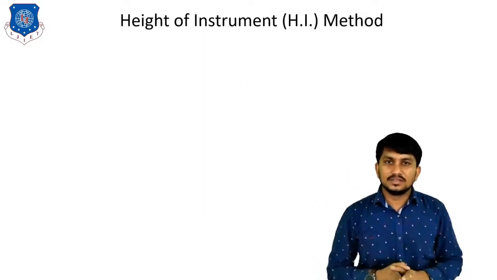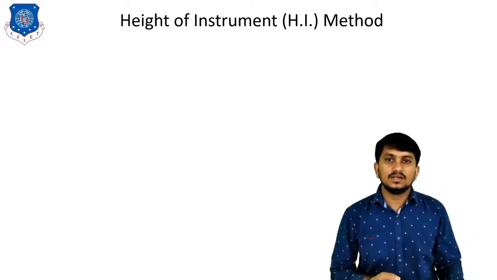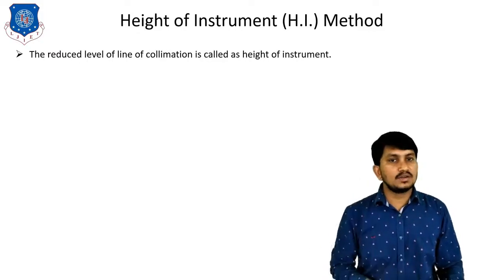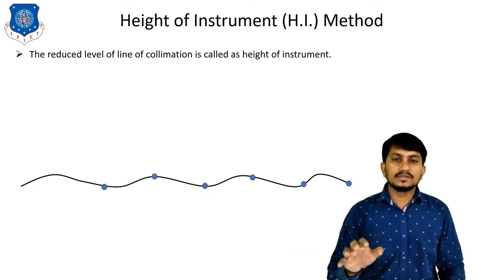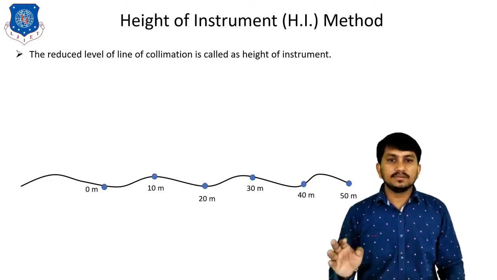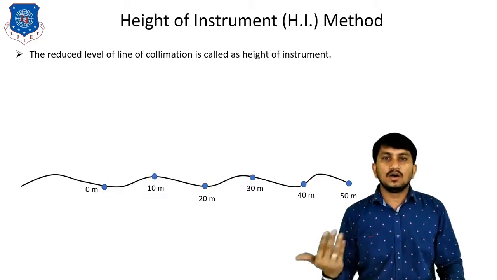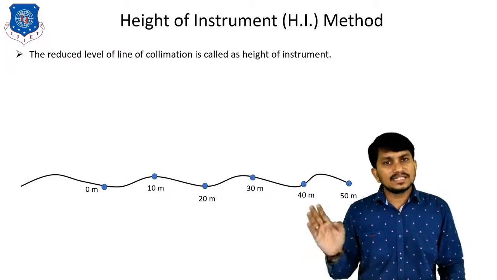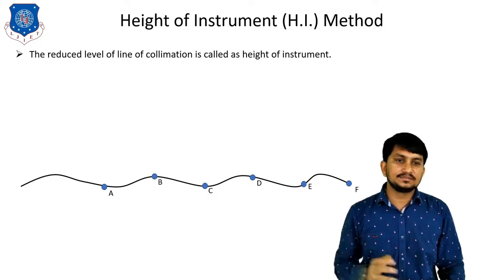So what is HI? It is the reduced level of the line of sight, or line of collimation. The reduced level of the line of collimation is called the height of instrument. Suppose there is one ground. These are the number of points: 0 meter, 10 meter, 20 meter, 30 meter, 40 meter and 50 meter. We have to find out the levels of all these points. Suppose we name these points as A, B, C, D, E and F.